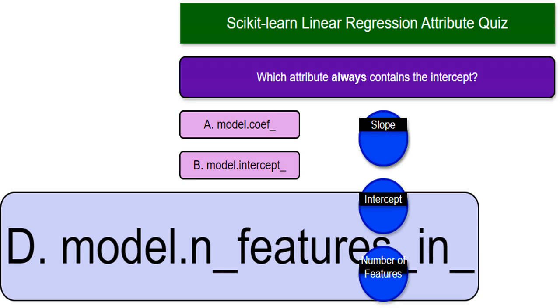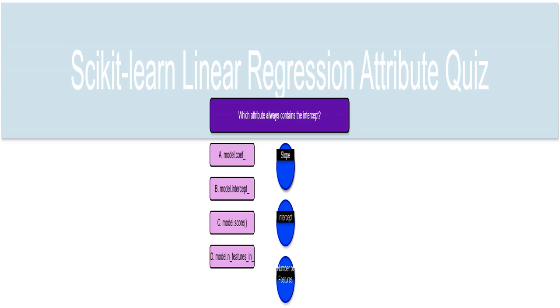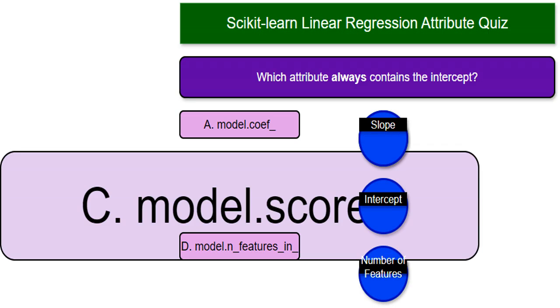It's a crucial part of the equation for a line: y equals mx plus c, where c is the intercept. This attribute gives the slope of the line. In simple terms, it tells you how steep the line is. It's not the y-intercept. This gives the r-squared value, a measure of how well the line fits your data. It's a goodness of fit measure, not the y-intercept itself.